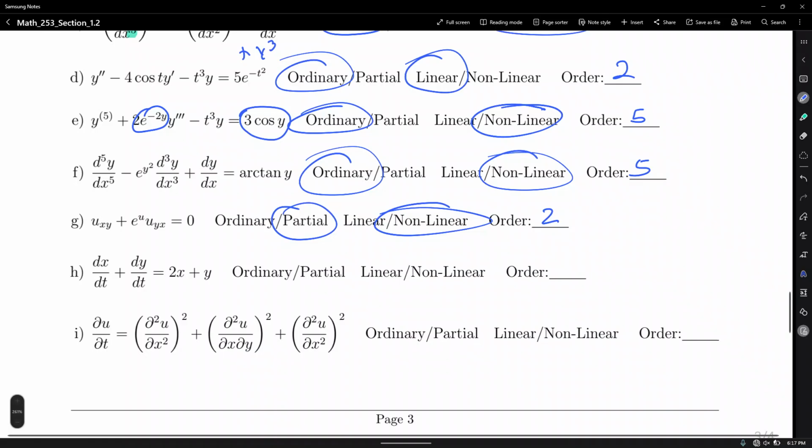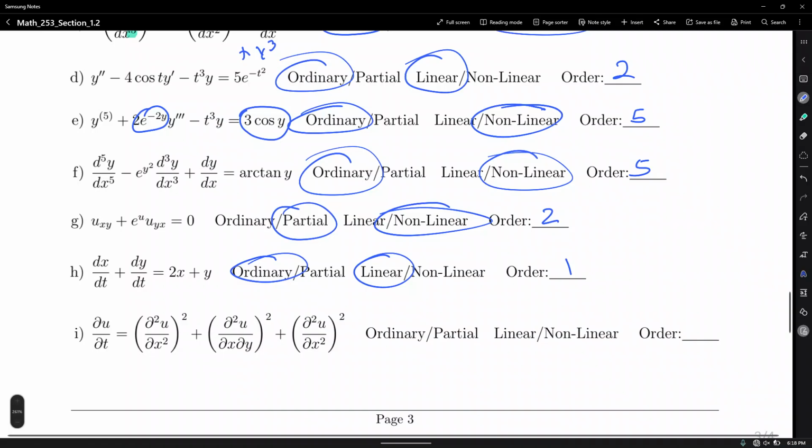Okay, so number one: ordinary, linear or nonlinear? Both derivative terms are raised to the first power, and also the functions as well. Order 1. In both cases, the highest derivative is the first derivative.